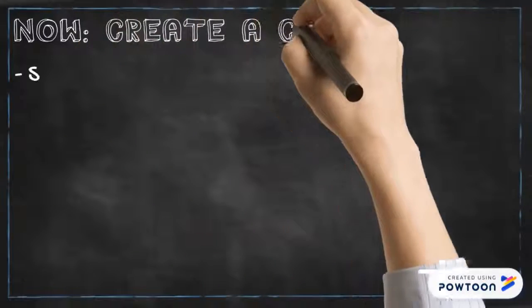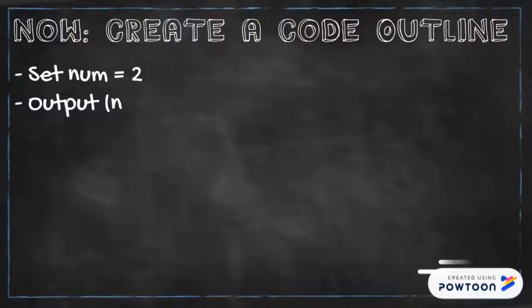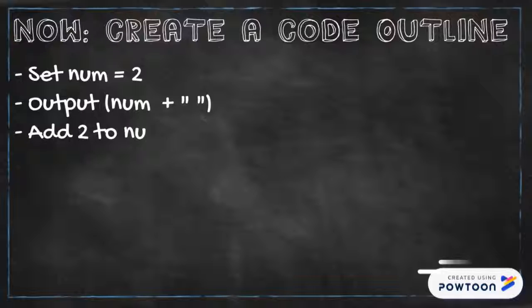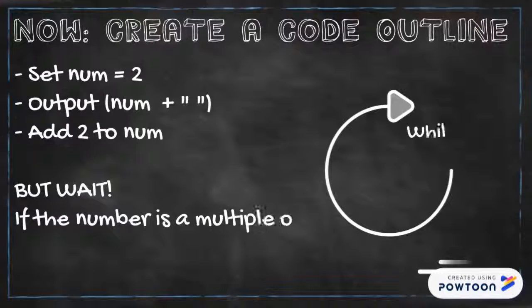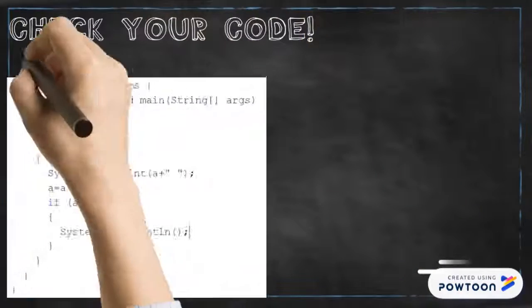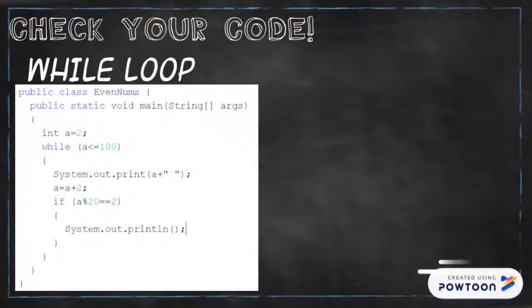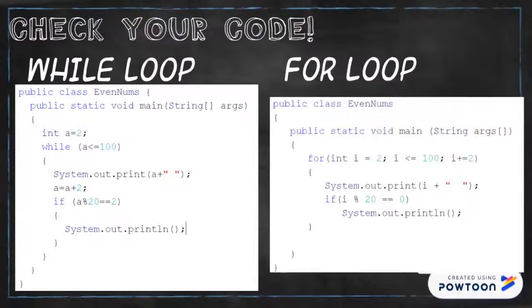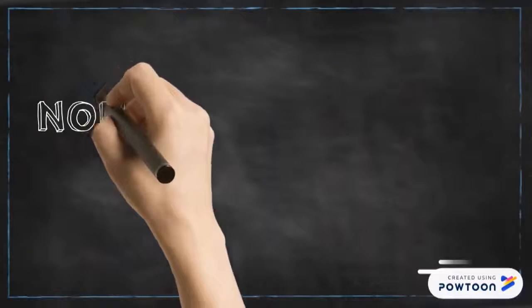Now, create the outline. You could have created this 2 ways, with a while loop or with a for loop. Now it's your turn.